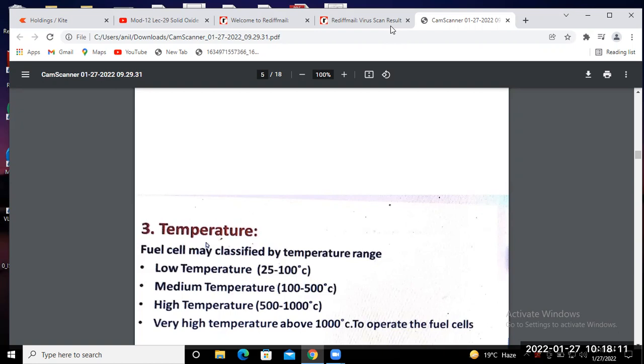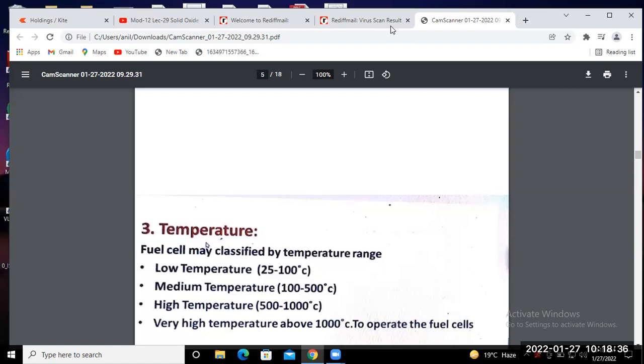And whatever the temperature range is above 1000 degrees Celsius, starting from 1001 and above, we will consider this as very high temperature. So this is all about the temperature range.